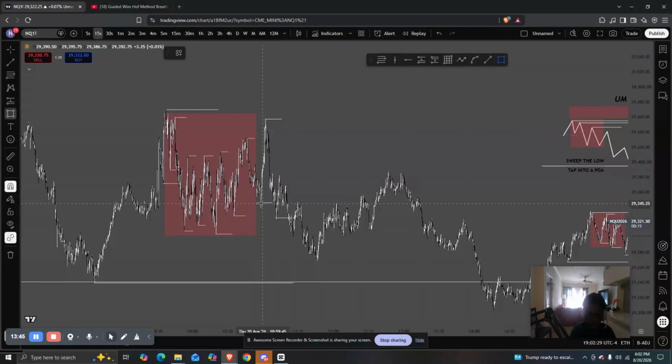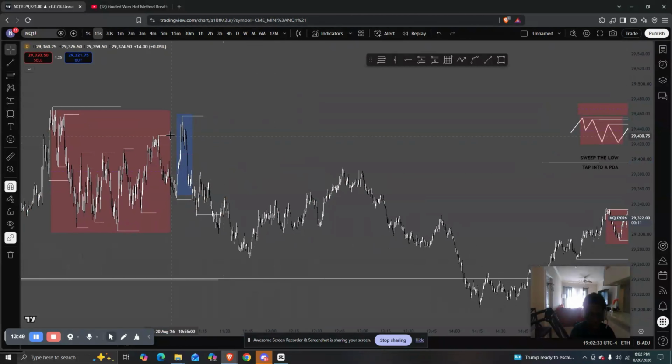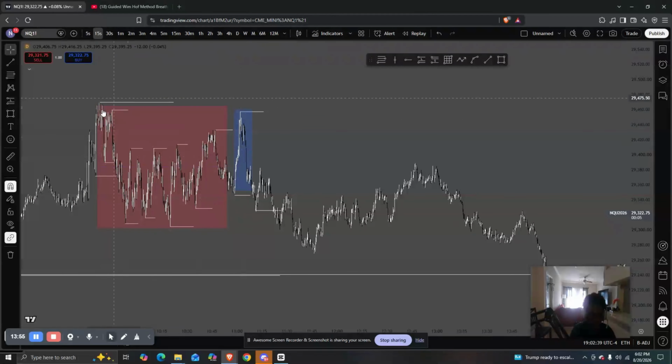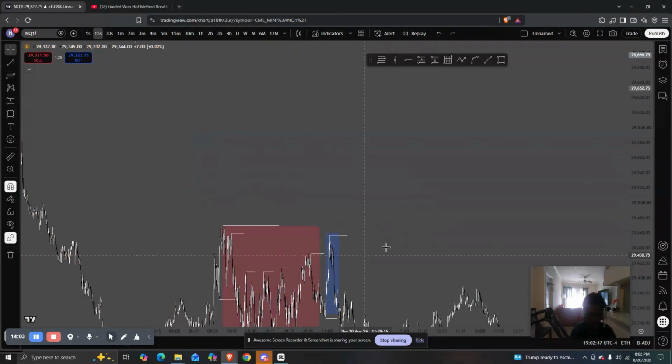And then this would be marked as our manipulation over here. Since we manipulated this high over here and decided to just respect these highs, even though these are a part of the accumulation phase, still, we respected this high and then closed below lower, right?